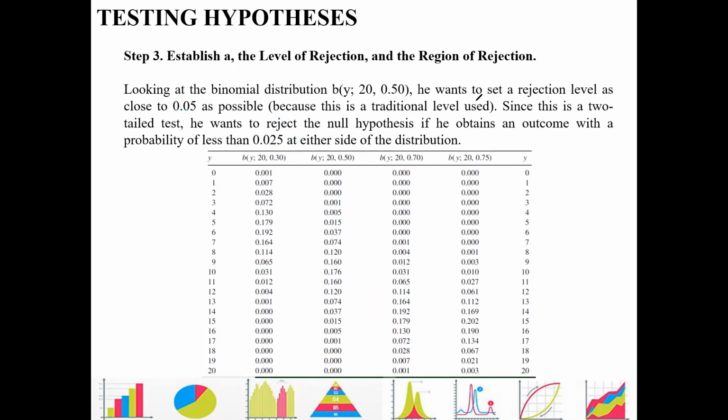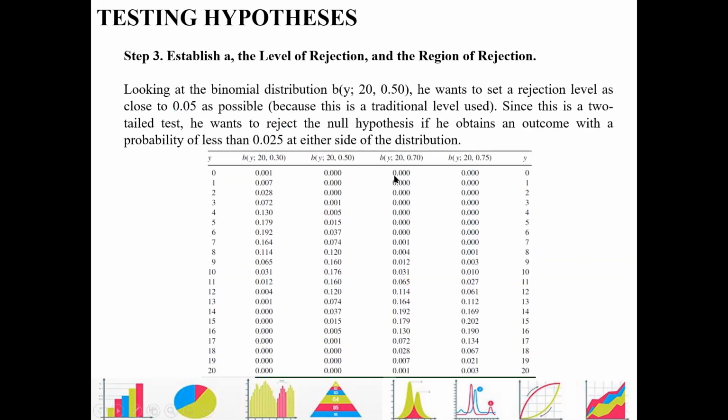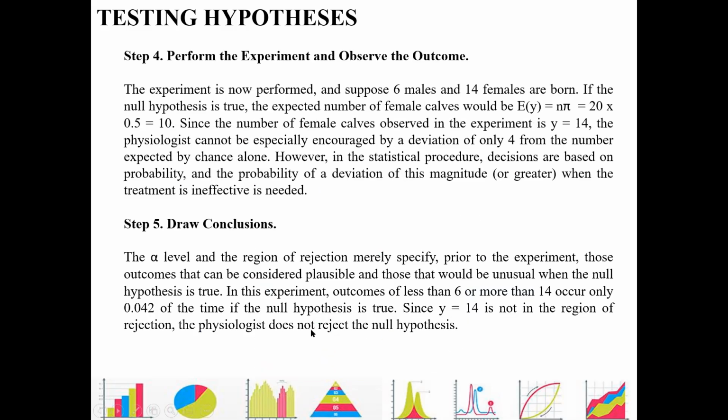Once you set the region of rejection, then find the result of the experiment. So it turns out that meron siyang 14 females. So look for 14 in your region of rejection. Nasa region of rejection mo siya? Wala. So, hindi mo siya pwedeng i-reject ang iyong null hypothesis. Okay? Question?